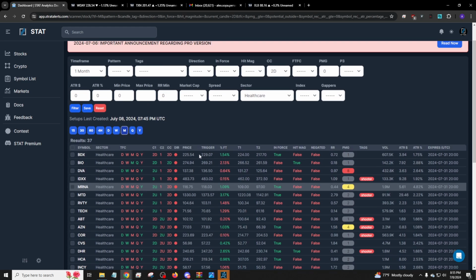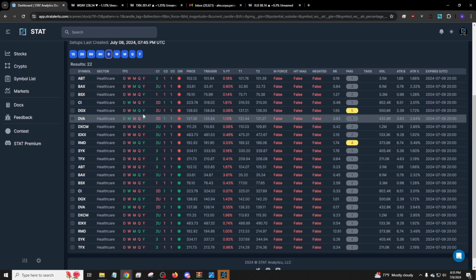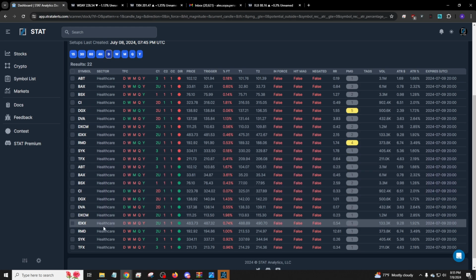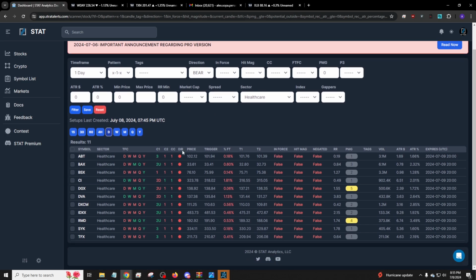What we then want to look for is we can look on the daily, we can look for the inside days or potential 2-2s for tomorrow. So anything inside in the healthcares, you're going to see we have about 22 inside days. So all of these are of relevance, and if we filter by direction for bearish, you're going to see we have 11, so no duplicates there.